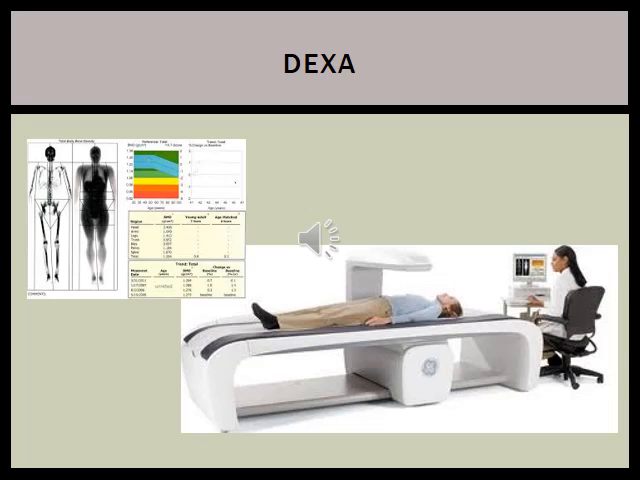A DEXA scanner is another way to calculate body composition. A DEXA scanner provides a little bit more information, though, than just body fat and muscle mass. The DEXA can also look at how dense a person's bones are.